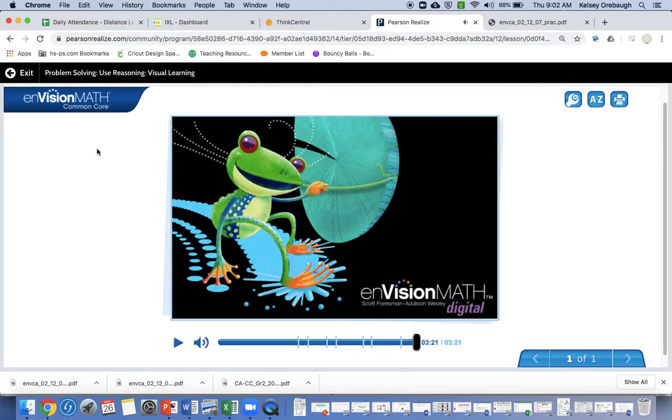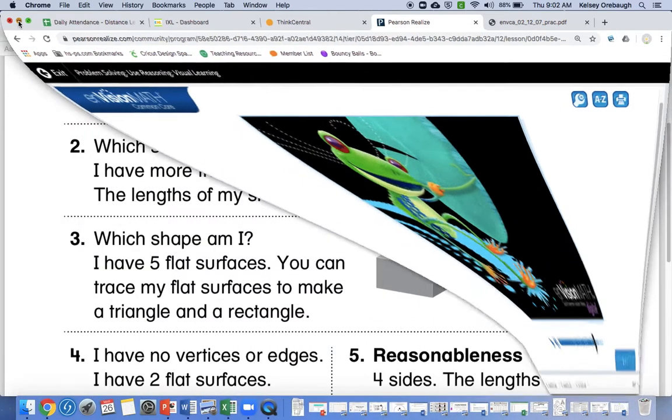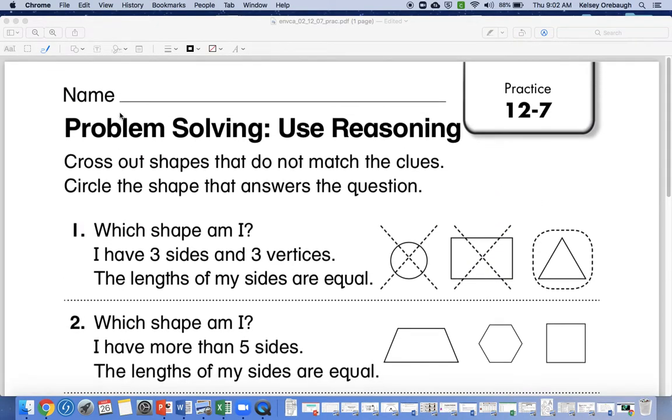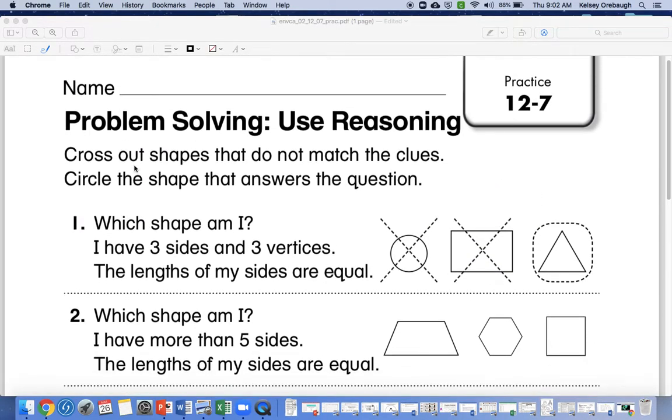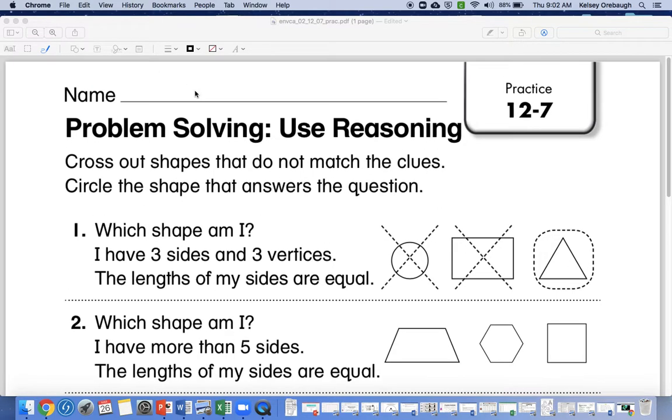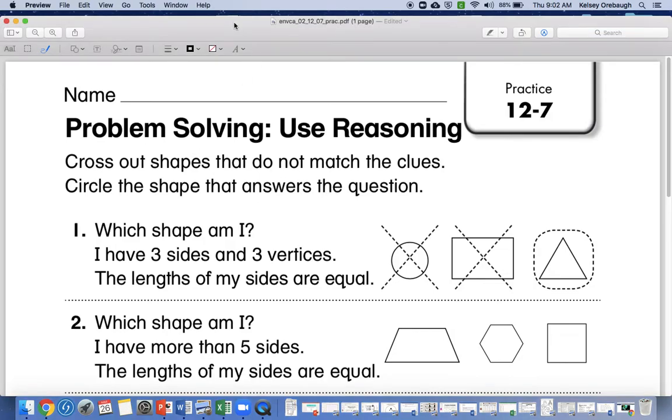All right. Today, instead of doing the reteaching worksheet, we're actually going to do the practice worksheet together because the reteaching only had 1 problem that we could do, and the practice has quite a few. So we're going to do this one instead. All right? We are going to cross out shapes that do not match the clues, okay? Just like we practiced in the video. And then we'll circle the shape that answers the question. We'll circle the mystery shape. All right, they've done number 1 for us.